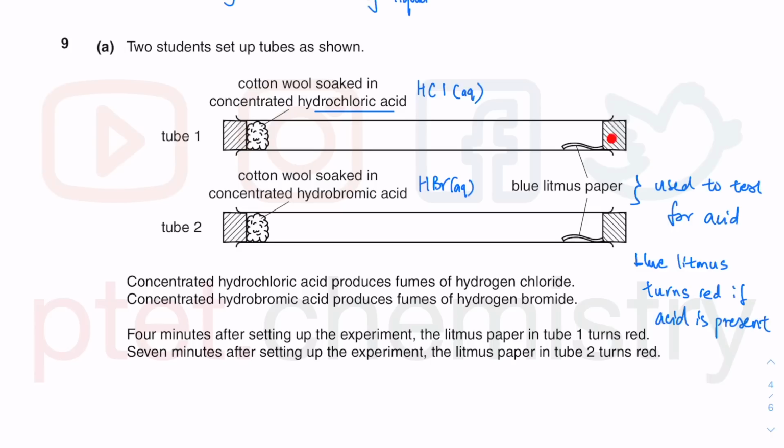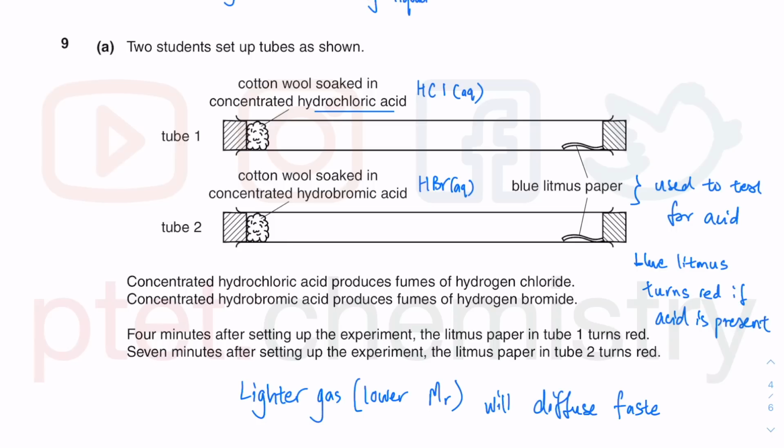So which one will turn red faster? The one which turns red faster will be the one where the gas diffuses faster from this end to here. And the gas that diffuses faster, that moves faster, will be the lighter gas. So the lighter the gas, meaning lower relative molecular mass based on the formula, will diffuse faster. This is the main factor involving diffusion.